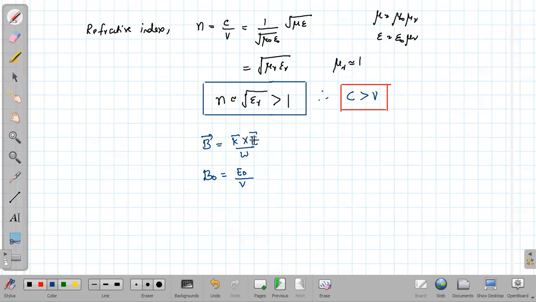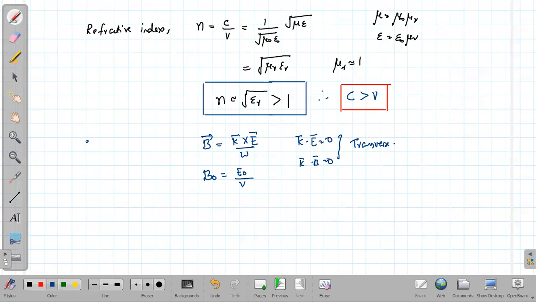The electric field, the direction of propagation, and the magnetic field are in mutually perpendicular directions, and the electric field is transverse. So we can write k dot E would be 0 and k dot B would be 0. That is, there is no electric field or magnetic field along the direction of propagation. So the electromagnetic wave is transverse. It obeys the transversality condition, and the direction of B can be got from this expression.